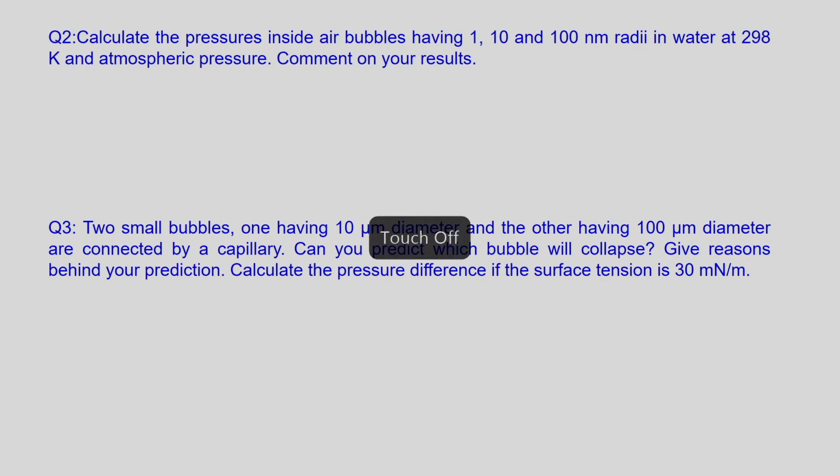Now, in the second question, calculate the pressure inside the air bubbles having radii of 1, 10, and 100 nanometers, and comment on your result. I use the same expression. Let us say for 1 nanometer, it is given in radii, so I can directly write meters. This is all for water.